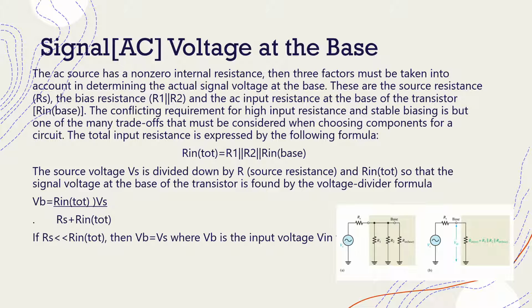A high value of input resistance is desirable so that the amplifier will not excessively load the signal source. This is opposite to the requirement of stable Q point, which requires small resistors. The conflicting requirement for high input resistance and stable biasing is but one of many trade-offs that must be considered when choosing components for the circuit. The total input resistance is expressed by the formula R in total equals R1 parallel to R2 parallel to R in base.